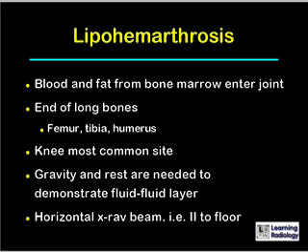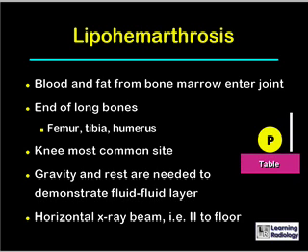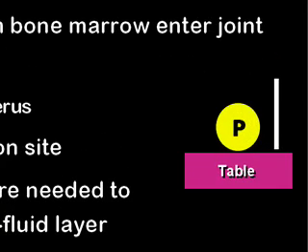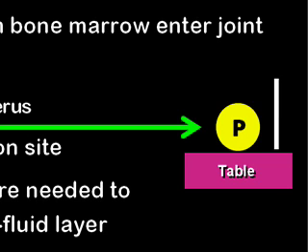Most importantly, a lipohemarthrosis will only be seen when there is an X-ray beam that is directed horizontally, that is, parallel to the floor. Here's the patient on the table with the film propped up, the white bar. The X-ray beam has to be directed horizontally in order to see a fluid level. If the X-ray beam is directed vertically, like this red arrow, we won't see it.